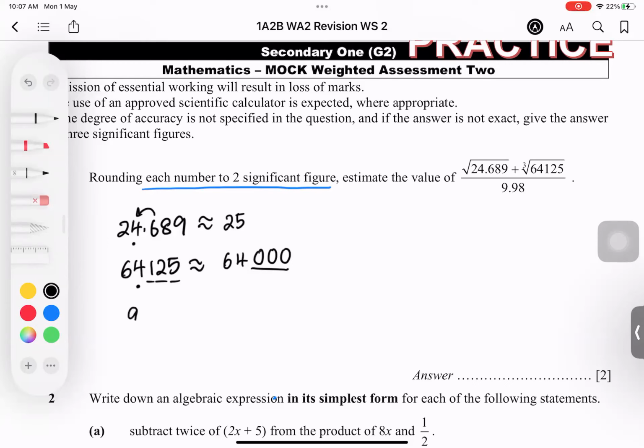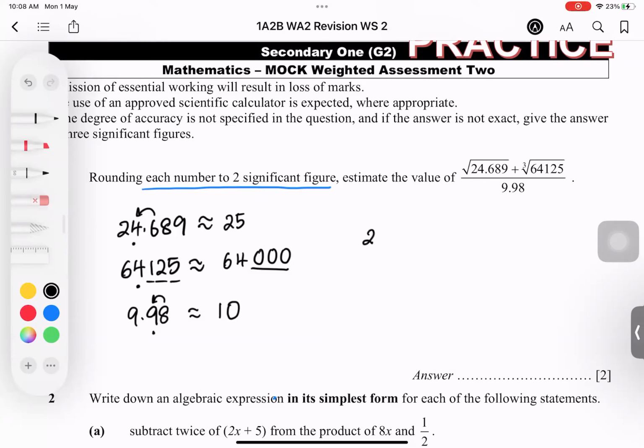Okay, next one, 9.98. Next person, Alia, how to round this off to 2 sig fig? First, second, round up or round down? Round up. So 9.9, now round up a bit more, becomes what number? 10. So it becomes 10, okay? You don't even know how to round up to single figure, you better study and remember.